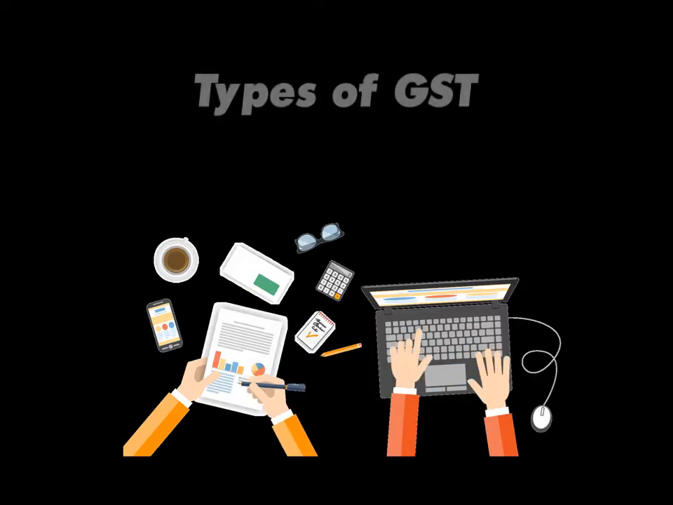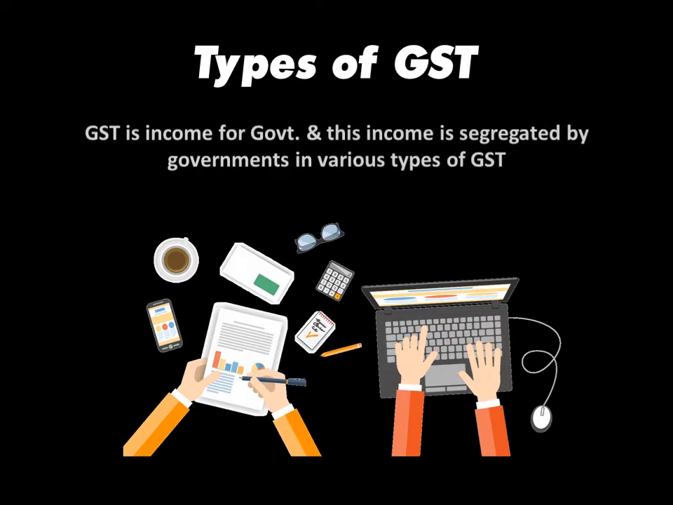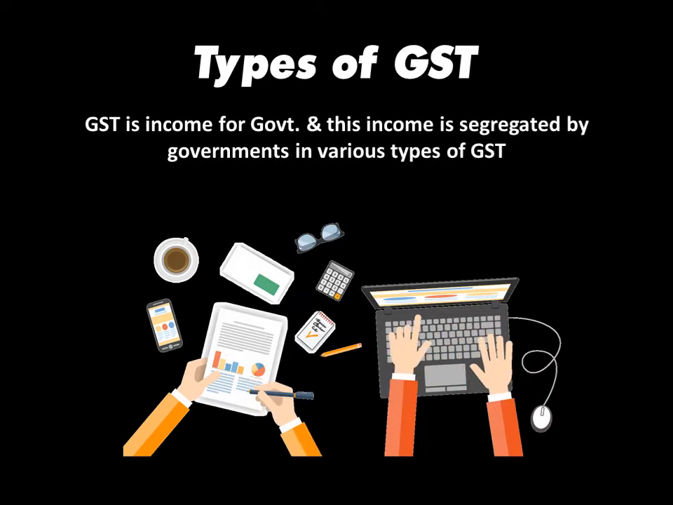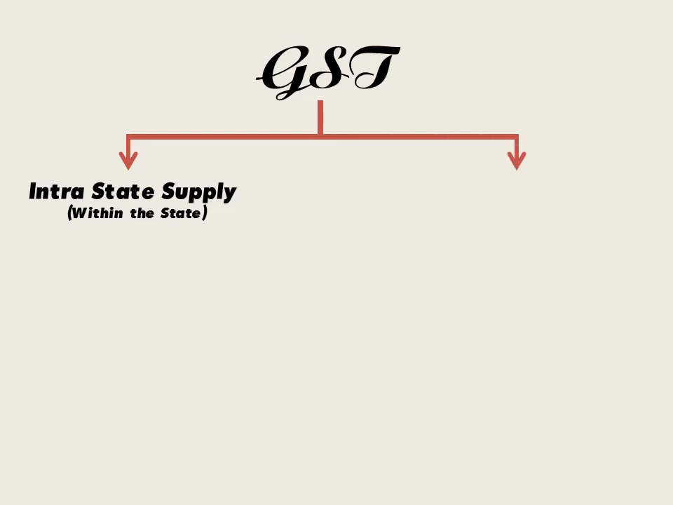Let's discuss types of GST. GST is income for government, and this income is segregated by governments in various types of GST. There are two types of GST. Intrastate supply, which is done within the territories of states. Interstate supply, which is done outside the territories of states.